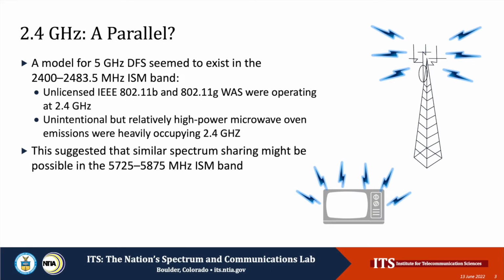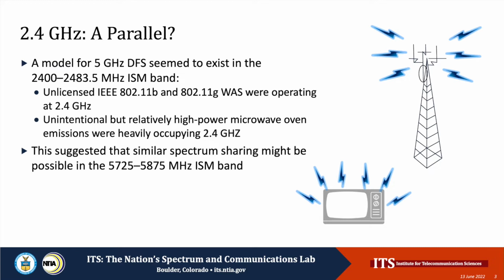When the work began at 5 GHz, there was a precedent that had already been constructed for use in the industrial, scientific, and medical, ISM, band, stretching across 2400 to 2483.5 MHz. There, unlicensed IEEE 802.11b and 802.11g WAS systems were already operating at 2.4 GHz.